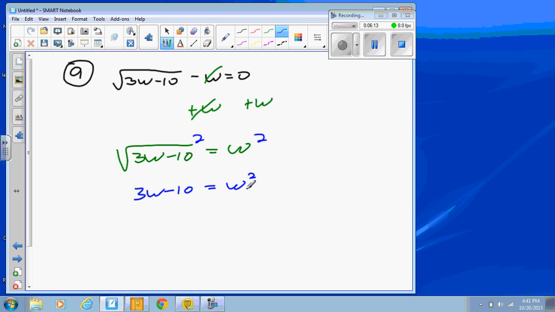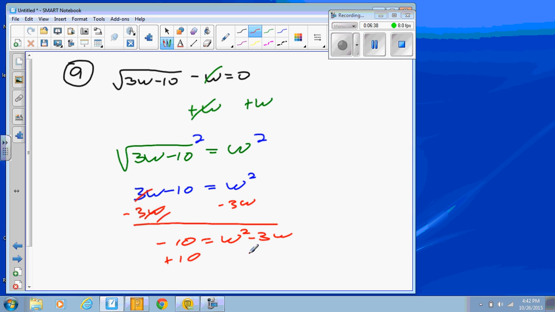So now I have a quadratic equation which I need to solve. And to solve a quadratic equation, we want to set one side equal to 0. So to do that, I'm going to subtract 3w from both sides. And that leaves me with, these cancel, minus 10 equals w squared minus 3w. I'm going to add 10 to both sides. So I get 0 equals w squared minus 3w plus 10, because you can't combine those together.